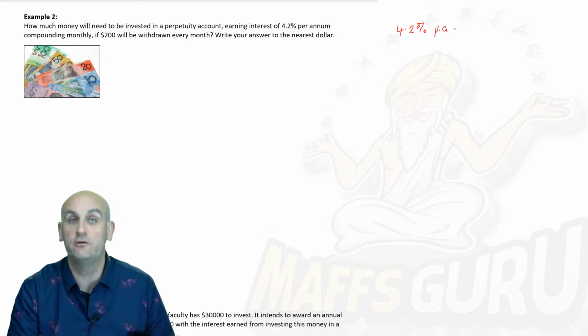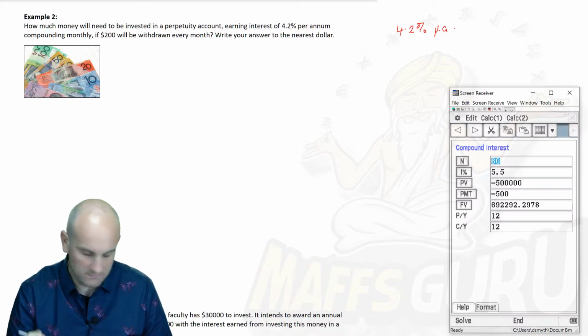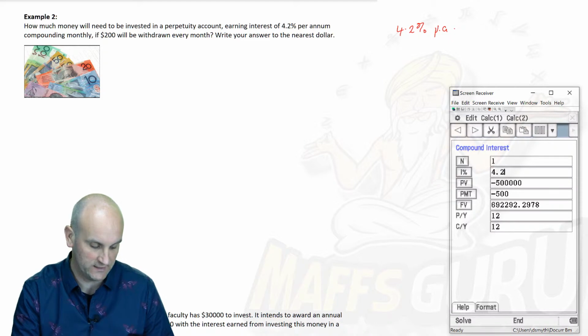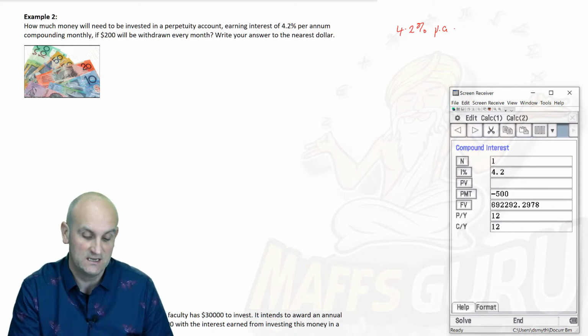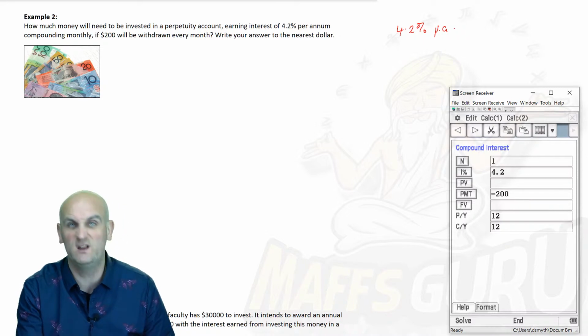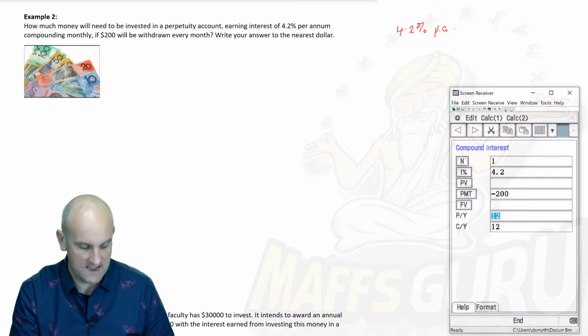Right, well, let's just go straight for the CAS. Seems to be fairly simple. Loading up my CAS. We're already in my financial solver. Right. Number of payments. It's a perpetuity, so we make that 1. Interest rate, 4.2. Principal value, we don't know it because we're trying to find it. Obviously, the question says how much will be invested. Payment, we want 200, so it's minus 200. Future value, well, we don't know because it's the same as the principal value. Payments per year, 12, and compounding monthly, 12 and 12. That's fine.